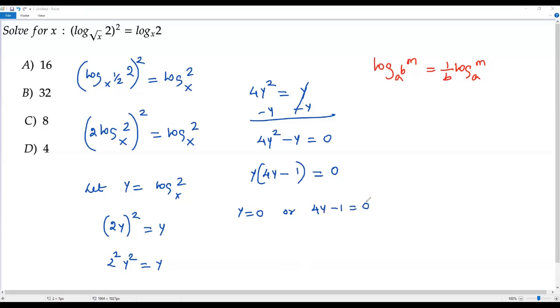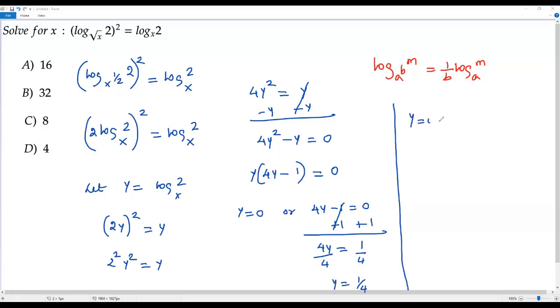Now we can solve for y in the second equation, because the first equation is already solved for y. I add 1 to both sides, getting 4y equals 1. Then dividing both sides by 4, I get y equals 1/4. Now I have y equals 0 and y equals 1/4. Actually, y is a variable taken by us, so it has to be replaced by the original expression, which is log 2 to the base x. Plugging that in for y, I get log 2 to the base x equals 0, and log 2 to the base x equals 1/4.